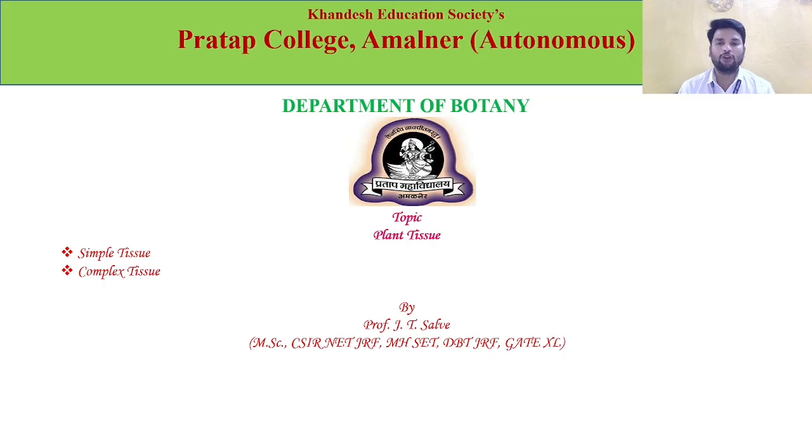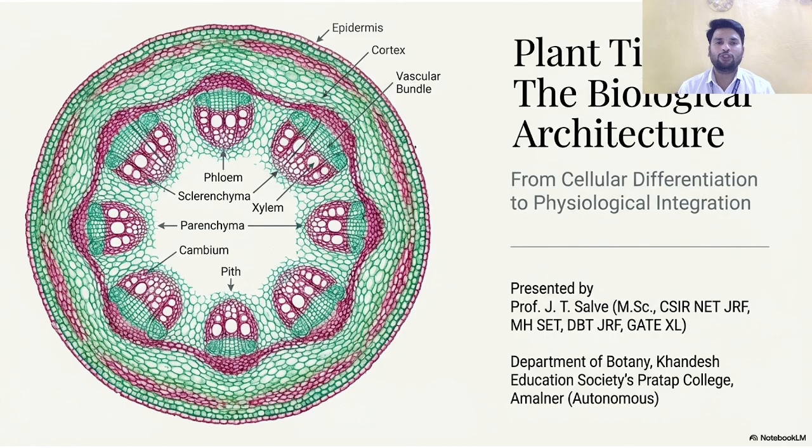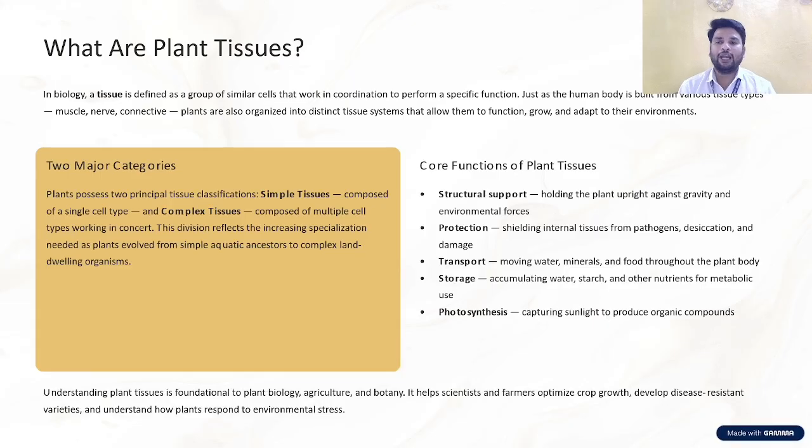Today we will understand the topic of plant tissue with respect to simple tissue and complex tissue, their types, functions, characteristics, etc. Let's see. So plant tissues are the biological architecture from cellular differentiation to physiological integration. Okay, so what are plant tissues? Plant tissues are nothing but a group of similar cells that work in coordination to perform a specific function.